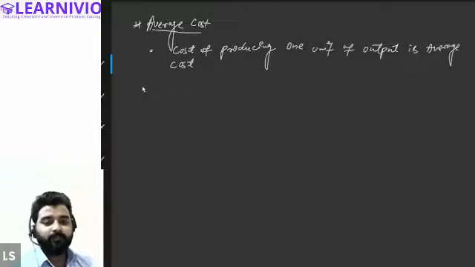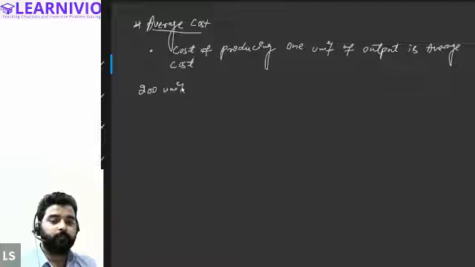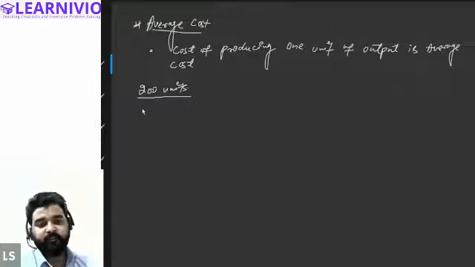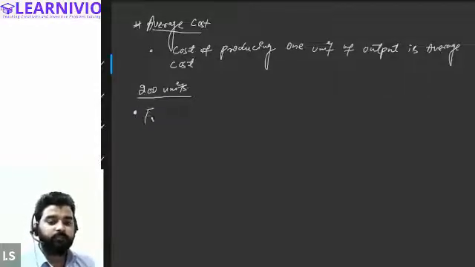So let's understand this through this example. Let's assume that currently we are producing 200 units of output. And for producing 200 units of output, can you tell me what will be the different types of costs that we will be applying? We will be spending two types of cost, no? First of all, we must be spending fixed cost, and we must be spending the variable cost as well.